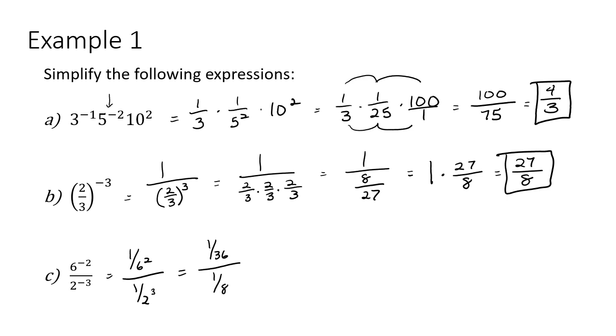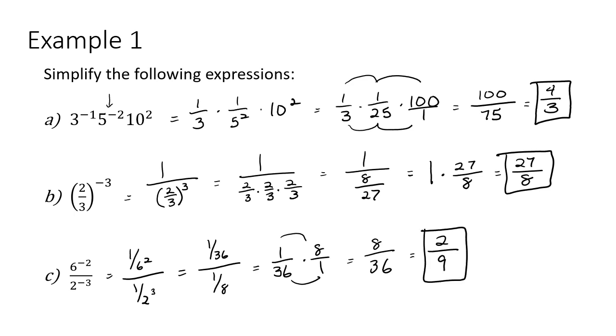But once again, dividing by a fraction is the same as multiplying by its reciprocal. So instead of dividing by 1 over 8, we can multiply by 8 over 1. And so these are easy fractions to multiply. 8 times 1 is 8. 36 times 1 is 36. Now both 8 and 36 are multiples of 4, so we can reduce this fraction by dividing both the top and the bottom by 4, and that would give us a fraction of 2 over 9.